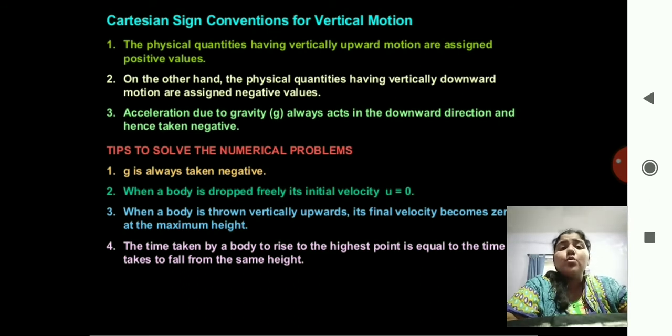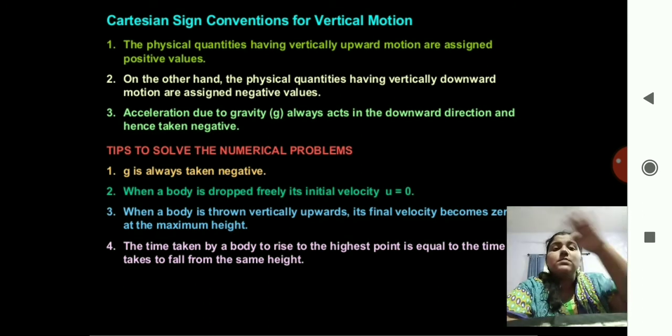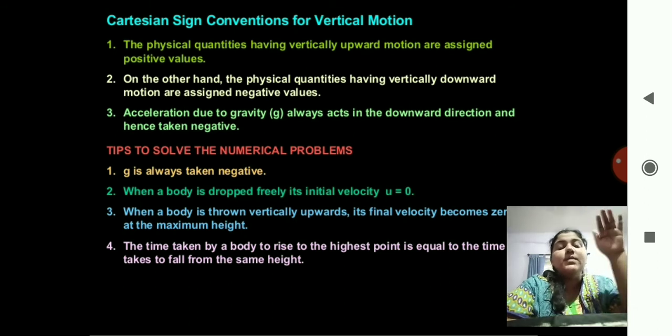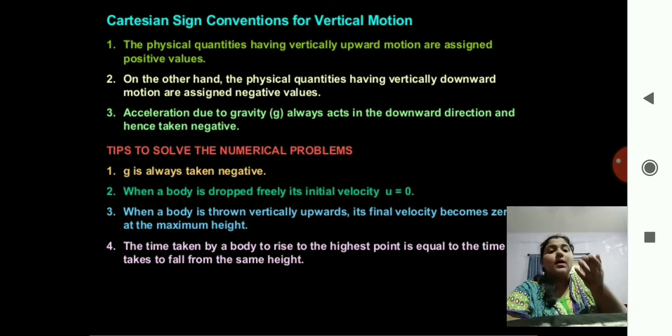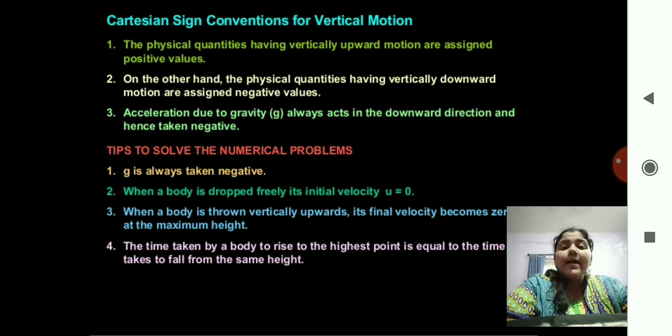When the body is thrown vertically upward, now what we are doing? We are throwing a body upwards. So the final velocity will become 0 at a maximum height. Means when you throw something up, the force is going to end at a maximum height and then it will start coming down. So that is v is equal to 0. Final velocity will be 0.